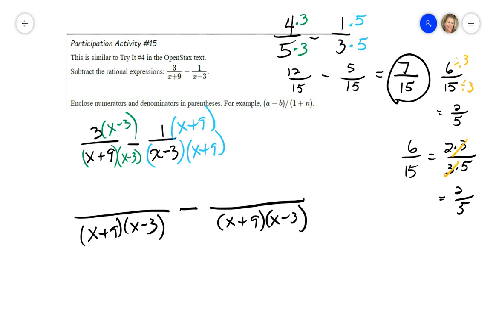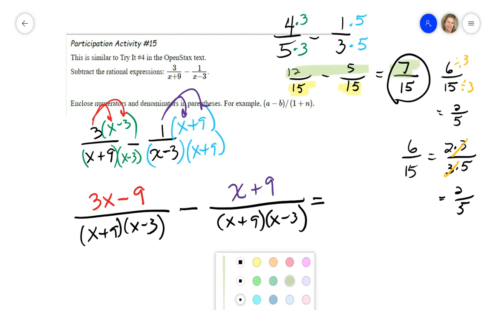For the numerators, however, I'm going to take this 3 times an x minus 3, and that's going to be a 3x minus 9. And then over here, I'm going to take the 1 times the x plus 9, and that's going to give me an x plus 9. And once I have the denominators the same, just like I did up here, you get the common denominators. You subtract the numerators, and the denominator stays the same.